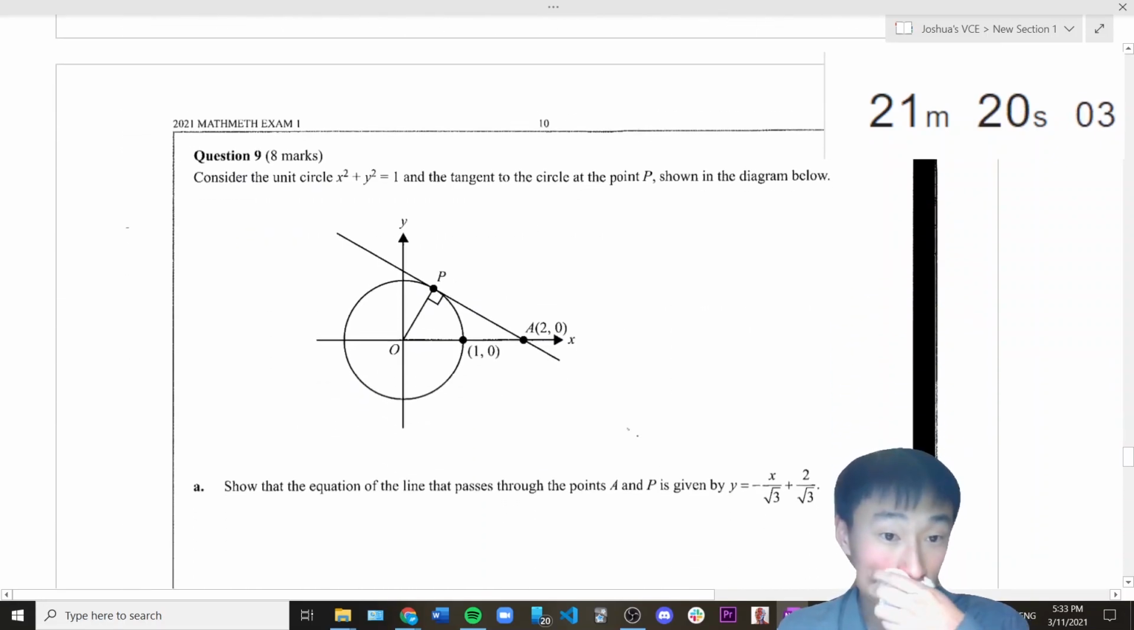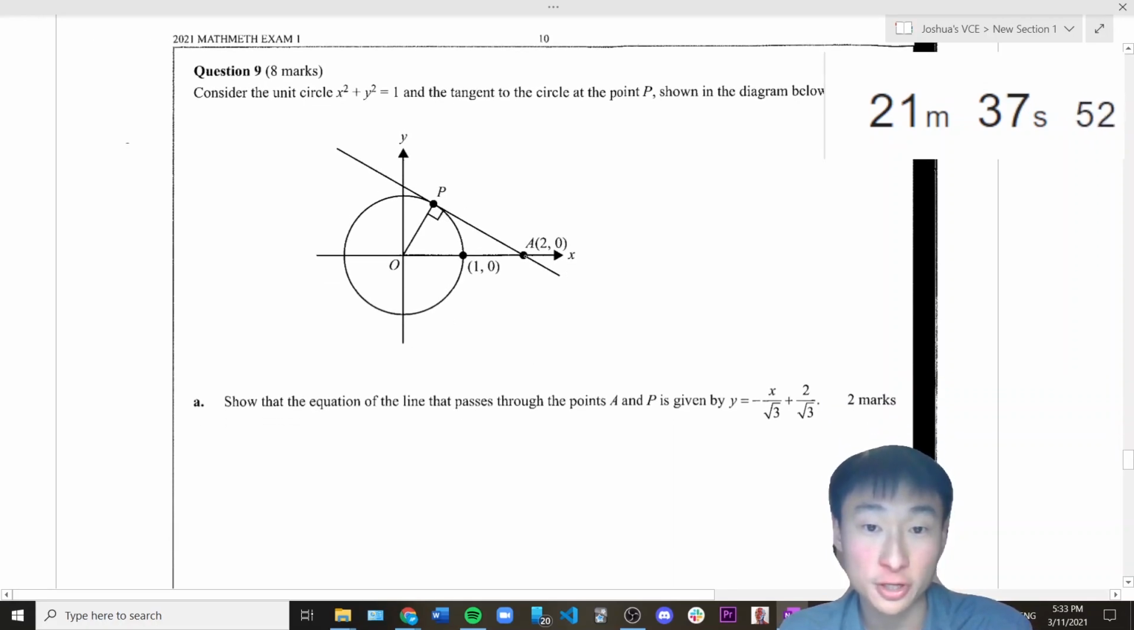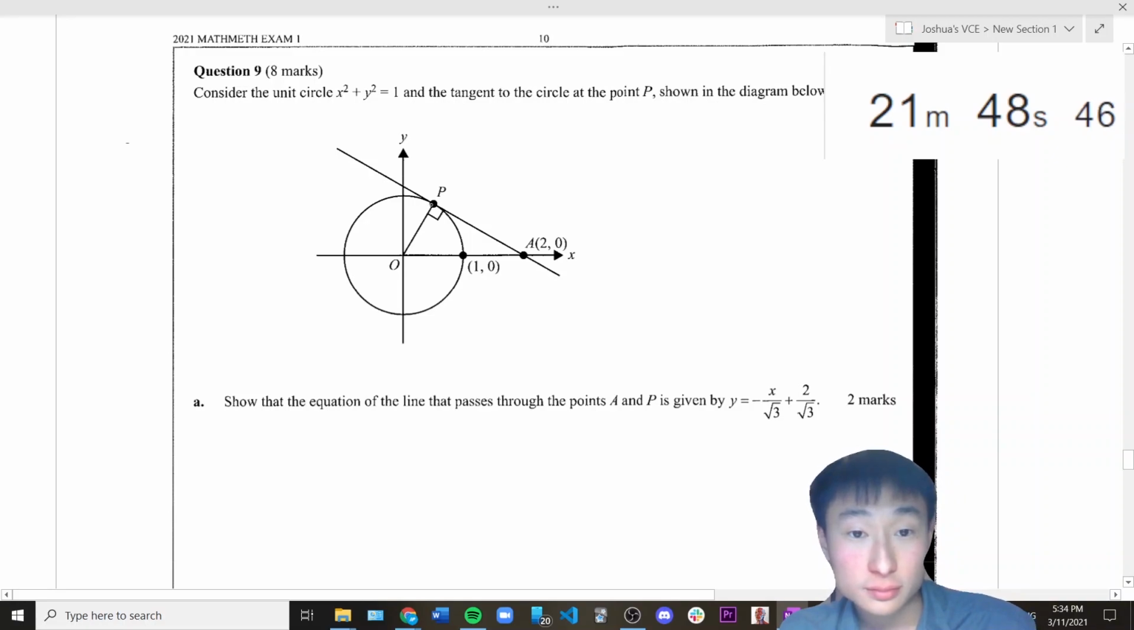Okay, there we go. Consider the unit circle, 20 minutes in. Consider a unit circle and the tangent to the circle at the point P shown in the diagram below. Show that the equation of the line that passes through A and P is given by that. Okay, so we have this point here. I'm so tired. This is exhausting. How do I work out that point?